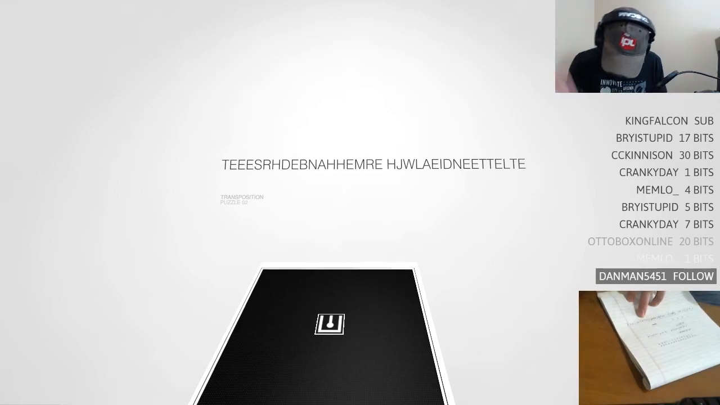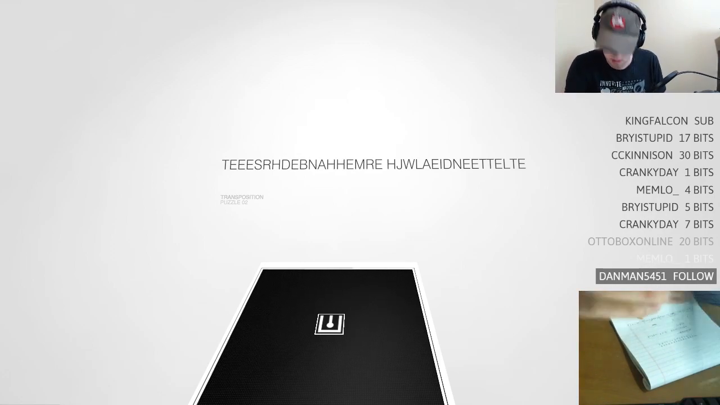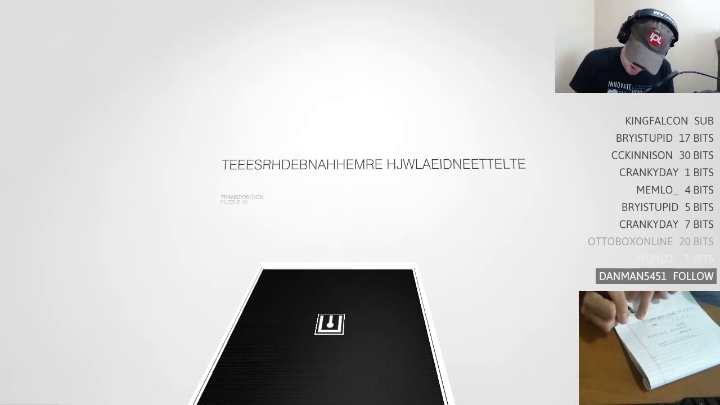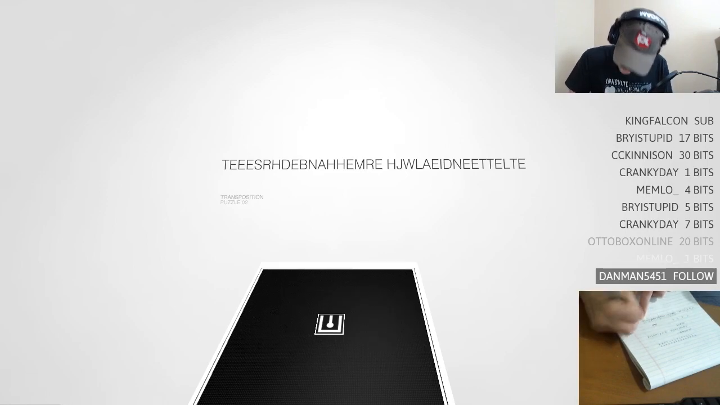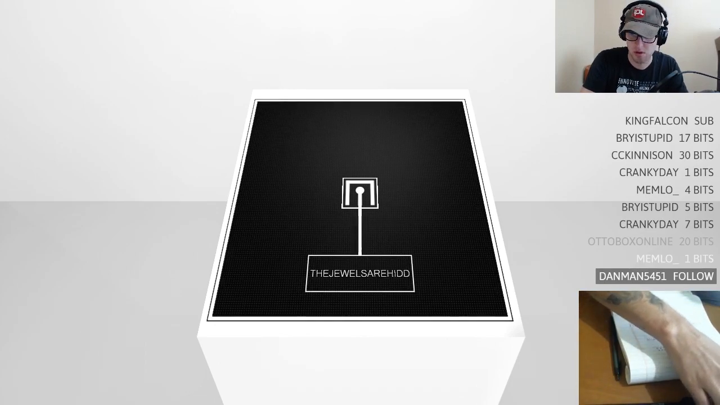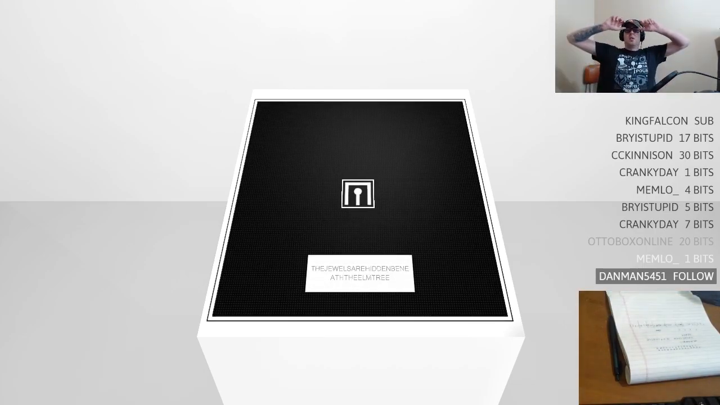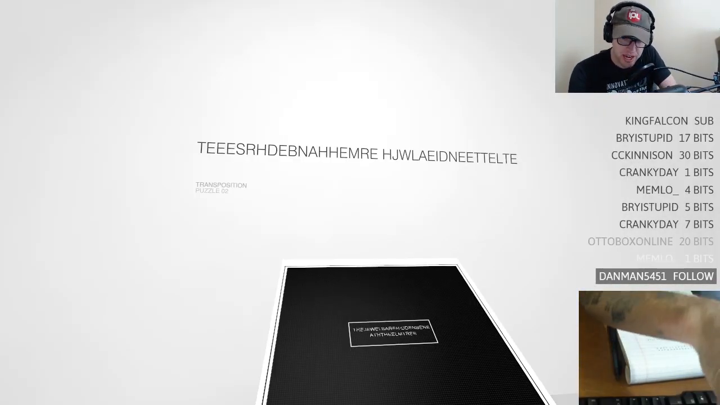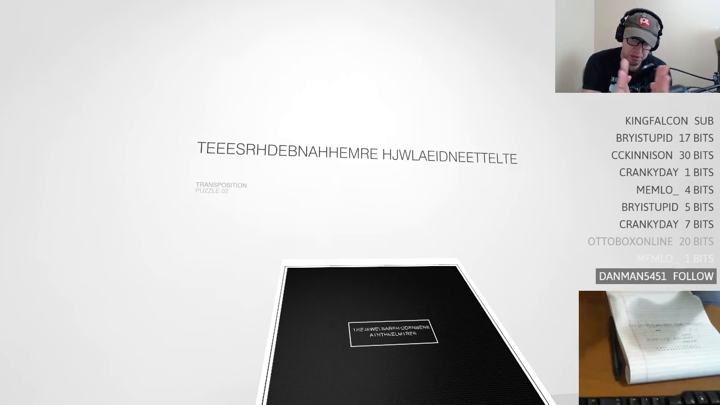Jewels are hidden beneath the. So that is the. There we go. Got it. Woo! The jewels are hidden beneath the elm tree. Got it. So if you take that first section, put a space in between each one, take the second one, and jam it in there.